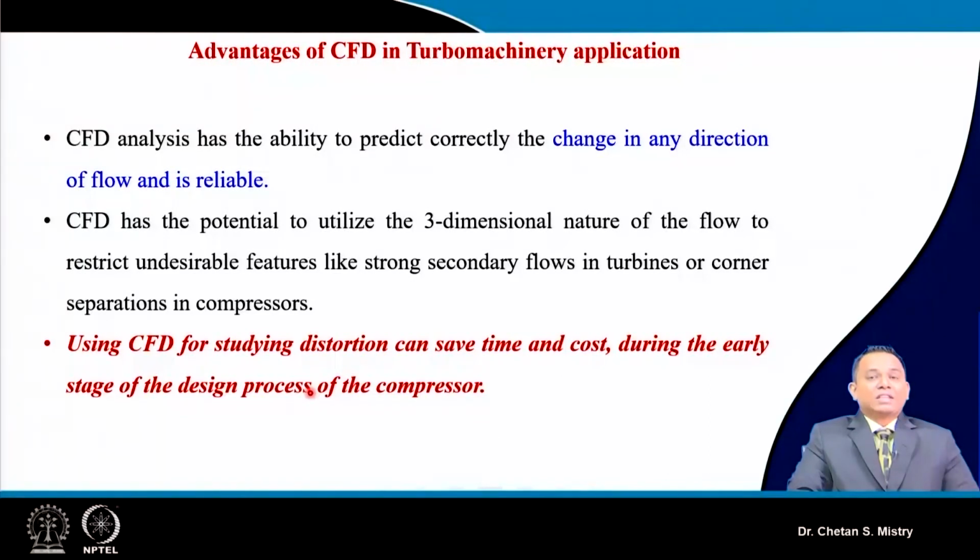In the next lecture we will be discussing a very important aspect: the challenges of CFD application to axial flow fans and compressors. Thank you very much.